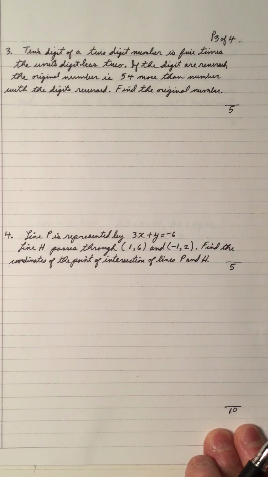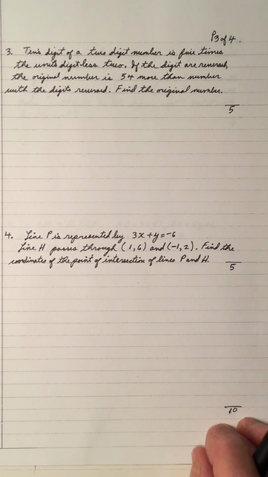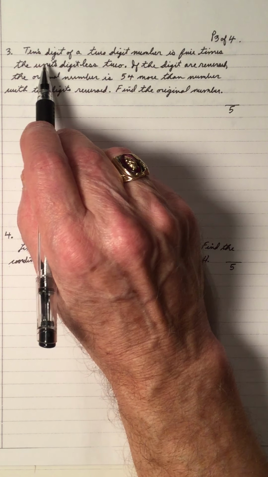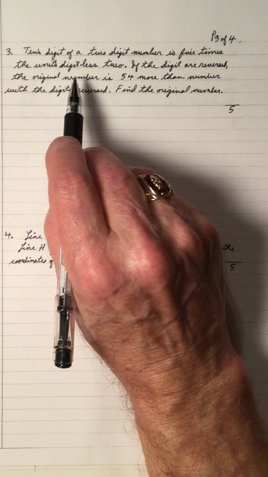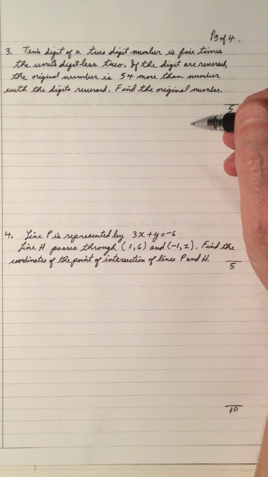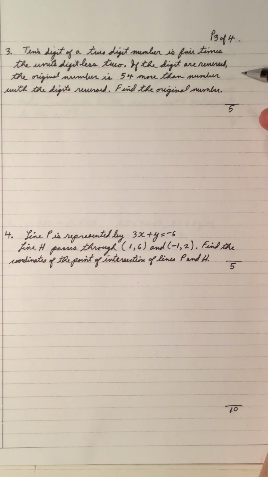Okay, let's continue. Now we have a 2-digit word problem. These are the types of word problems to discuss. Let's see if we can handle this one. Remember, pause the video and work out your answer to see if you're going to get it right. When you pause your video, you work it out, then press play to see if you worked it through correctly.